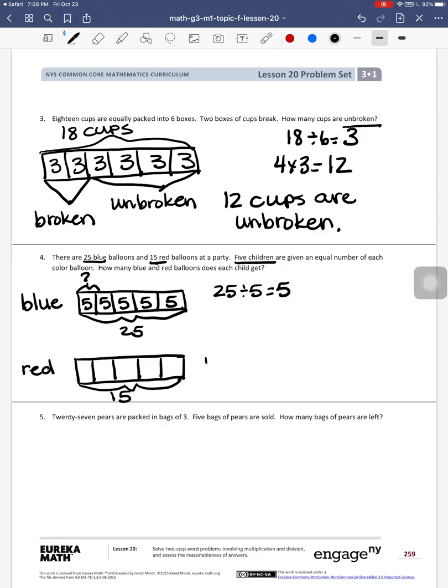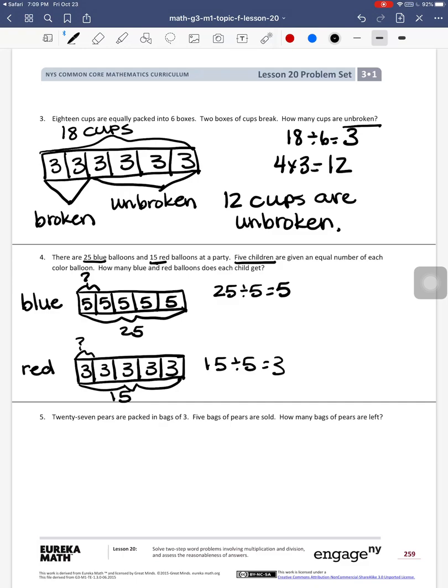Now this time we have 15, right? So what is 15 divided by 5? Well, let's count by 5 so we get to 15. How many times do we do that? 5, 10, 15. We do it 3 times. So this is our unknown, which is 3. All right, so we have this.